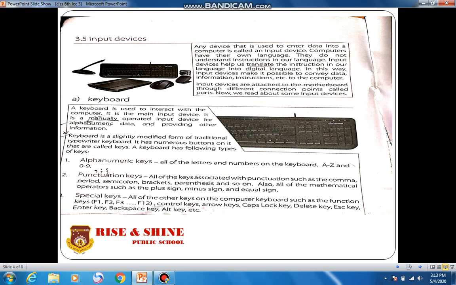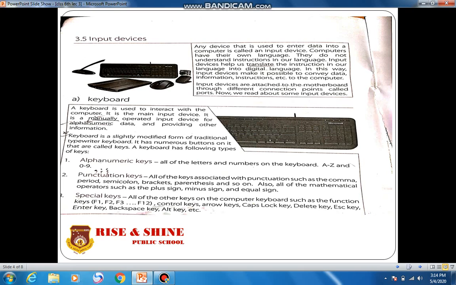Number one, alphanumeric keys. As the name suggests, these keys consist of the alphabet from A to Z and the numbers from 0 to 9. Second kind of keys are the punctuation keys. All of the keys associated with the punctuation such as the comma, period, semicolon, brackets, parenthesis, so on belong to this category. Also the mathematical operators such as the plus sign, minus sign, equal sign, multiplication and division also belong to this punctuation keys category.